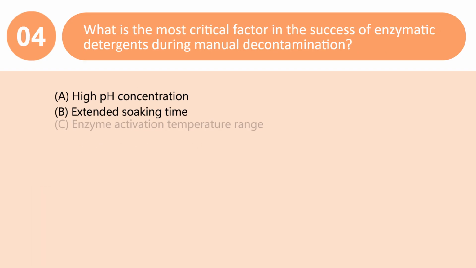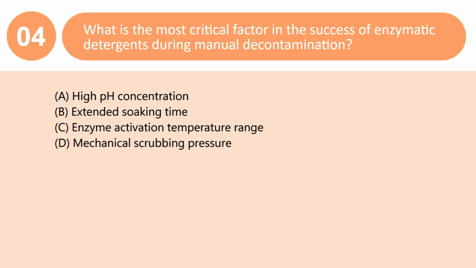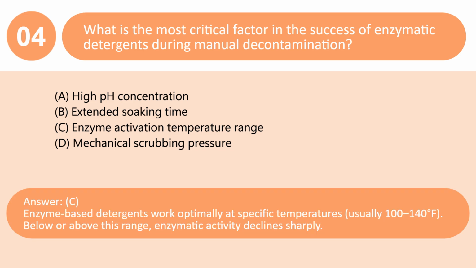What is the most critical factor in the success of enzymatic detergents during manual decontamination? A. High pH concentration. B. Extended soaking time. C. Enzyme activation temperature range. D. Mechanical scrubbing pressure. Answer: C. Enzyme-based detergents work optimally at specific temperatures, usually 100 to 140 degrees Fahrenheit. Below or above this range, enzymatic activity declines sharply.